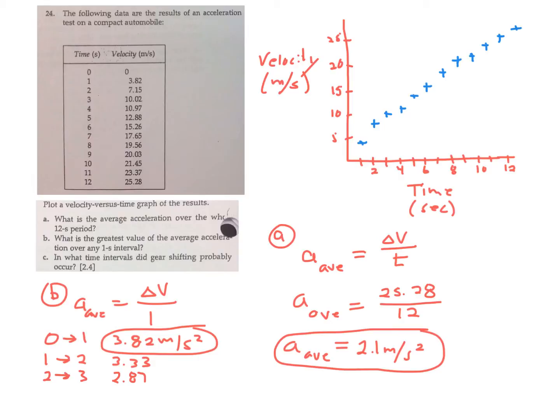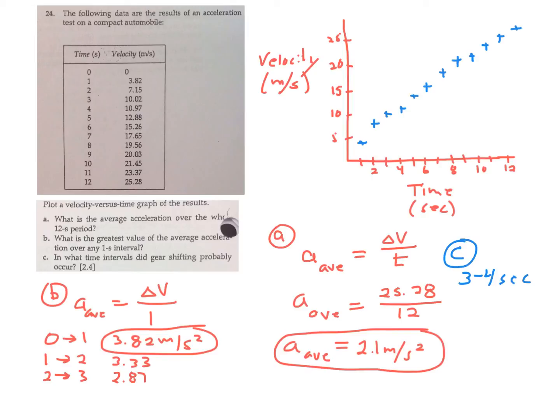I'm going to move over to the right side of the page here. For part C, you look for the smallest accelerations, either on the graph, where the graph takes little dips, or on the chart. From 3 to 4 seconds, there's a small increase in speed, barely 0.95 meters per second velocity increase over that 1 second. So from 3 to 4 seconds is the most probable gear shifting.